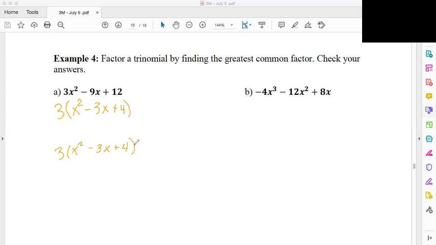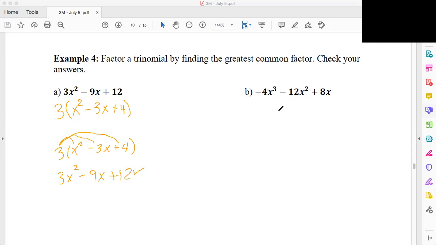Okay, so you're going to expand, so you're going to do 3 times x squared, which is 3x squared. 3 times negative 3x, which is negative 9x. And 3 times 4, which is 12. So our answer is right.